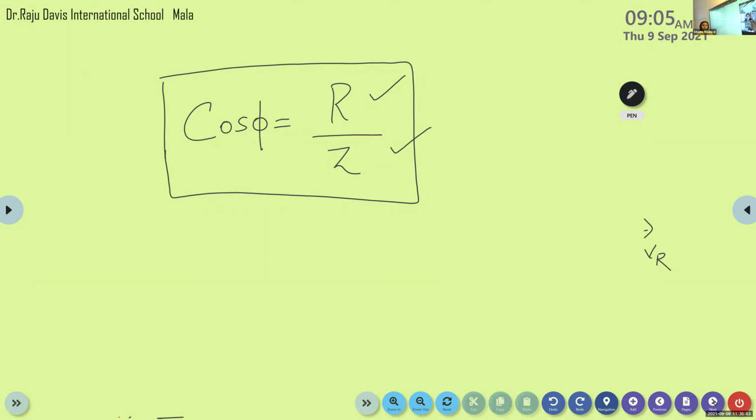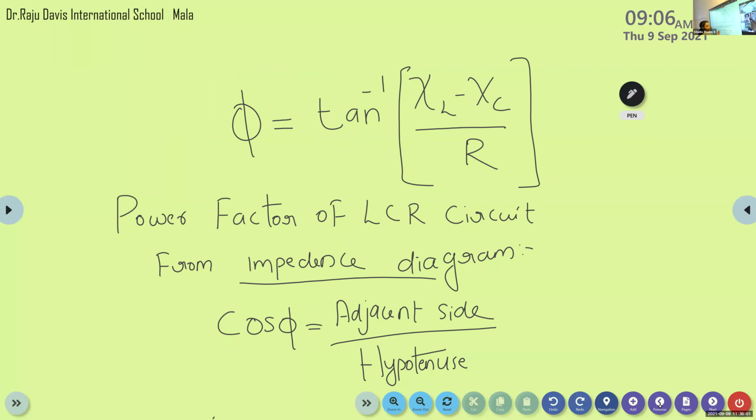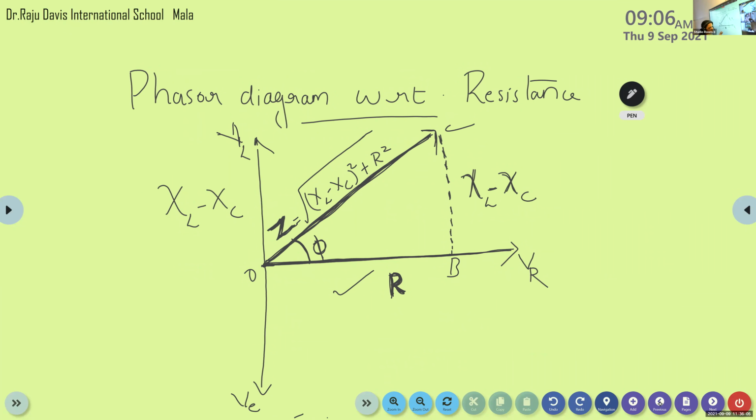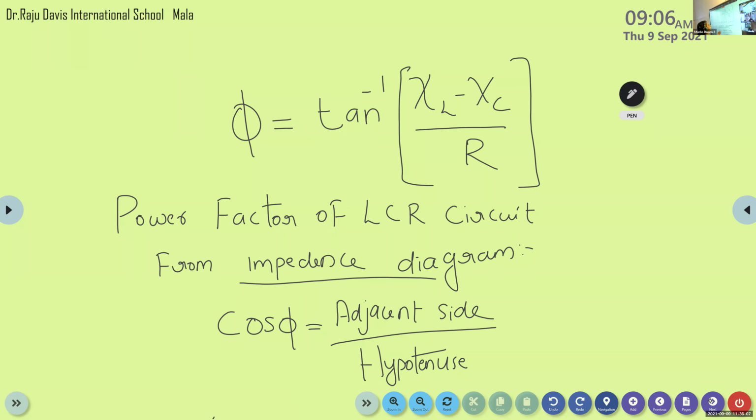Our aim is to derive an expression for determining the direction of the current. That is, here we are deriving tan phi. Tan phi is equal to chi L minus chi C divided by R, or phi is equal to tan inverse of chi L minus chi C divided by R.